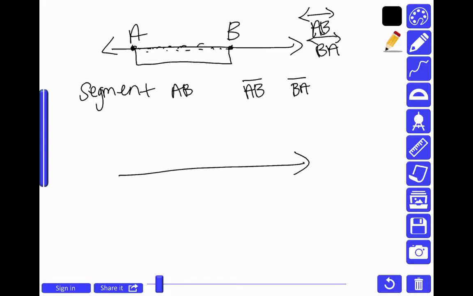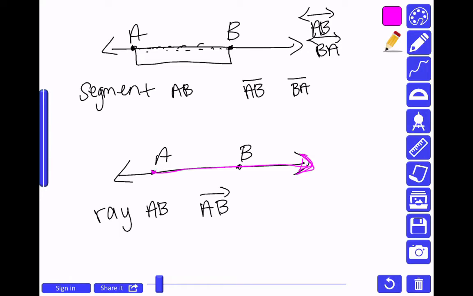Then we have a ray. So I'm going to redraw our line here, line AB or line BA. So a ray has only one endpoint. So I could have ray AB, which would be denoted like this. Now what that means, ray AB is talking about this. Okay, so it's got this one endpoint and it goes in the direction of B. It includes all of the points that are on the same side as B on the line.